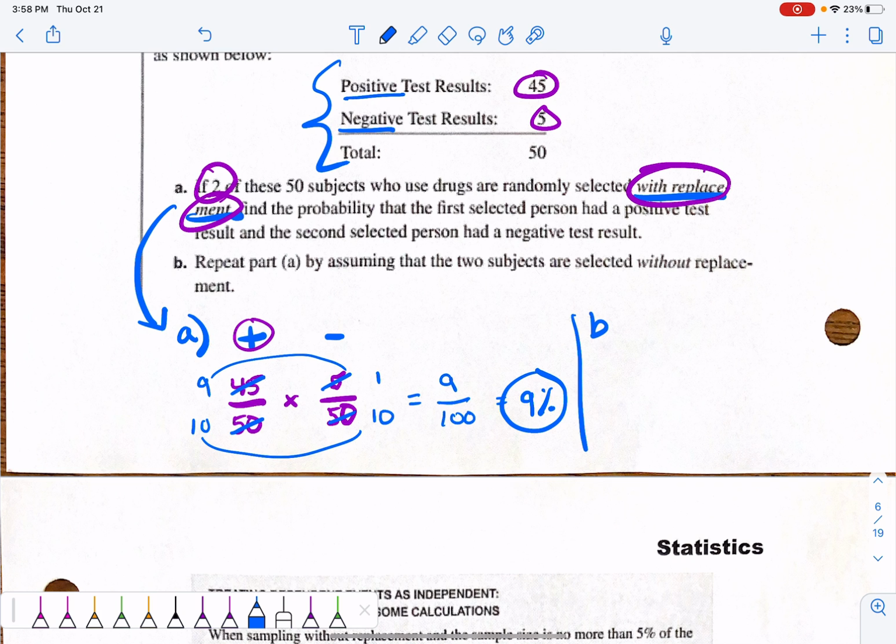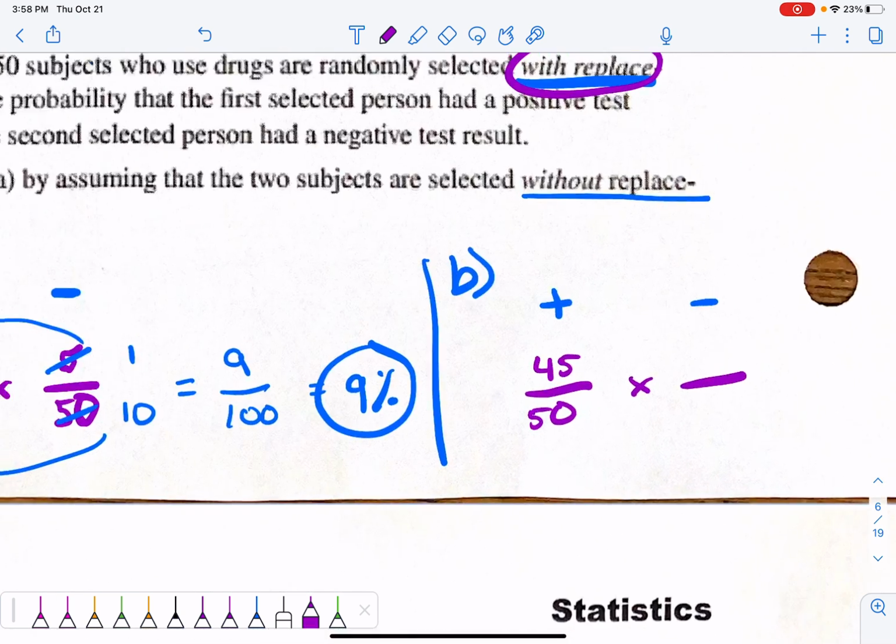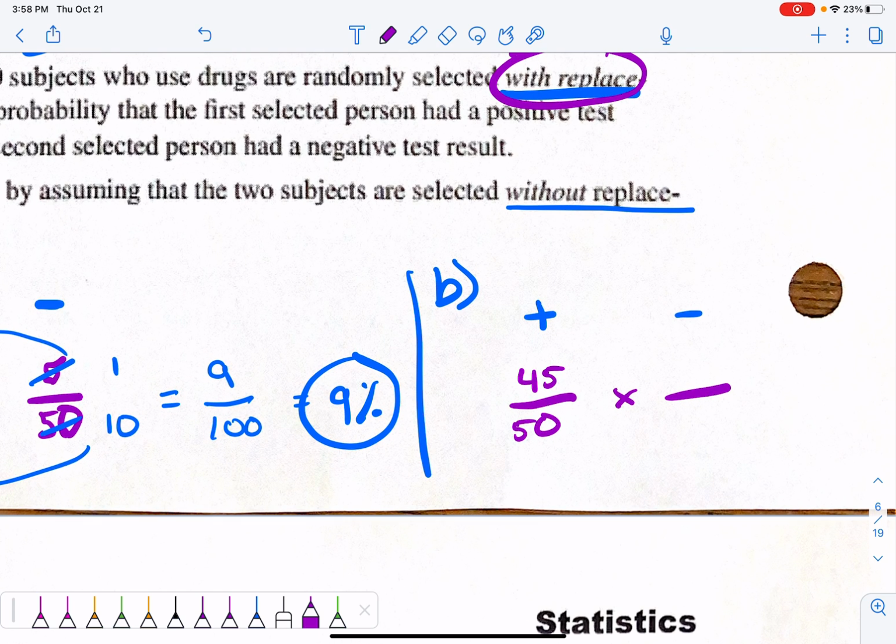Part B is saying do the same thing, but do it without replacement, okay? So we wanted to have a positive person first and a negative person second, okay? So my first chances are not going to change. That's still going to be 45 out of 50, okay? But the second time around, I am going to subtract 1 because I'm not replacing, and this person is still taken out of the picture. So I only have 49 people left over.